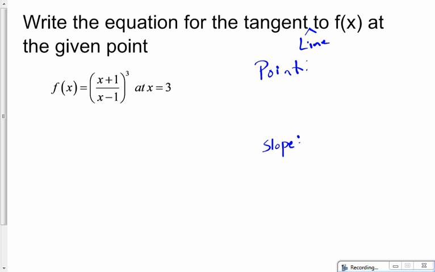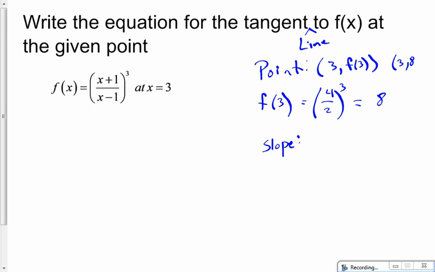Which one's easier, point or slope? I think the point's easier because you've already got the function, right? The point is 3 comma something. How do we find the something? Plug it into the original. We want f of 3 in order to get the y coordinate. F of 3 is 3 plus 1 is 4, 3 minus 1 is 2. We're going to cube that. 4 over 2 is 2. 2 cubed is 8. So we have an ordered pair: 3, 8.